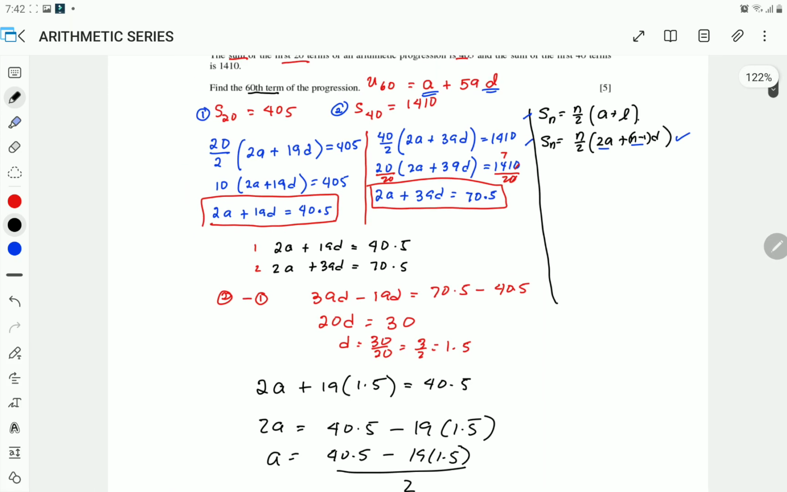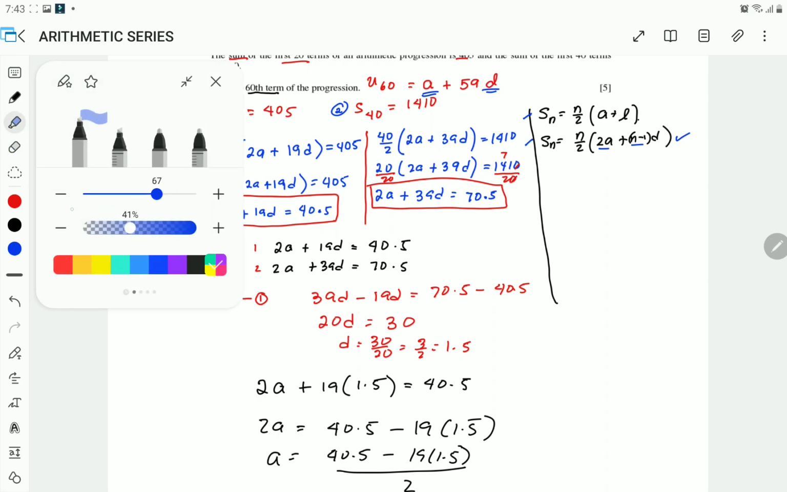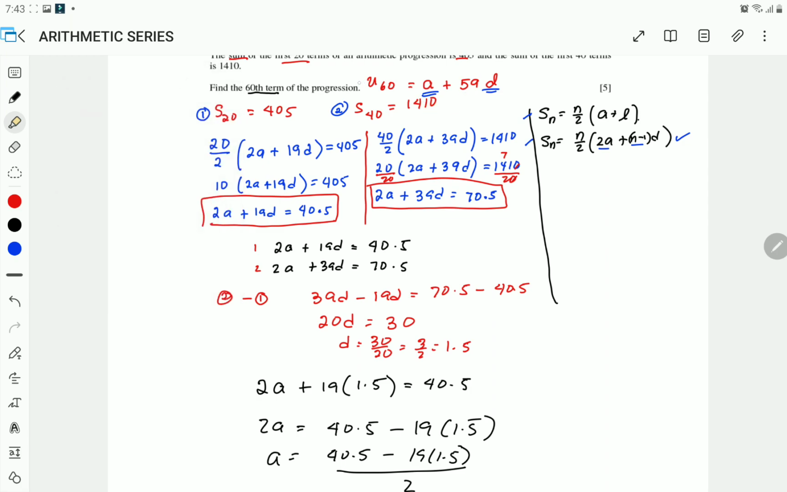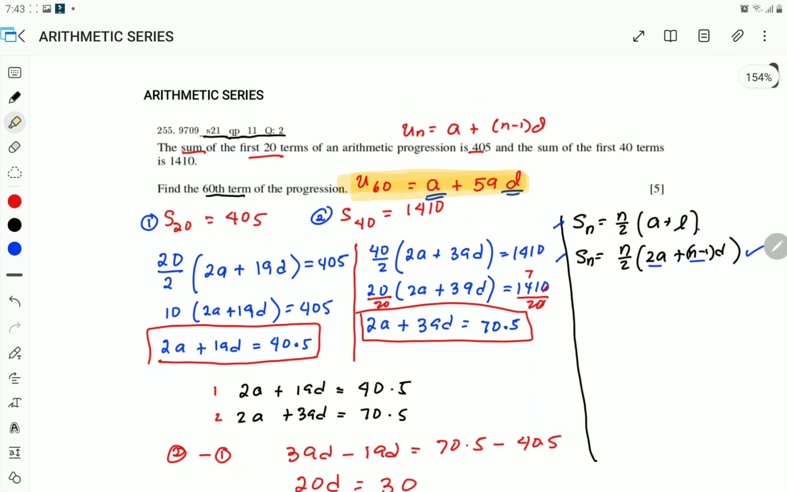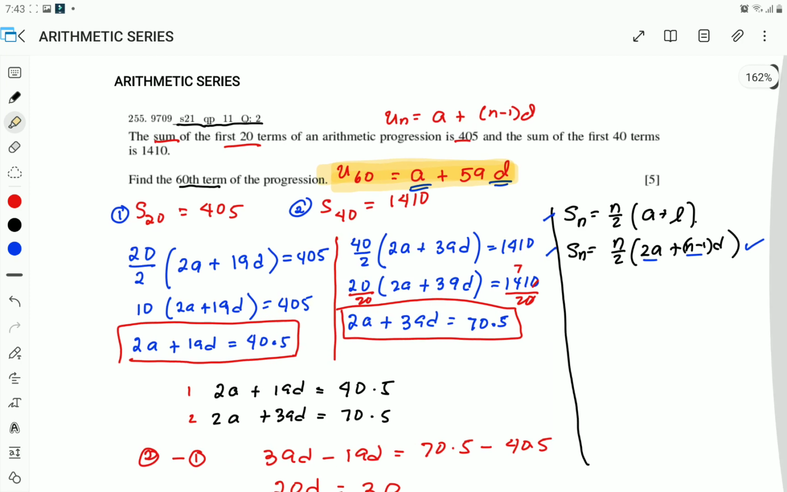Now you know the a, you know the d. Just simply plug them into this, then you will get the correct answer. So basically, just continue to compute.